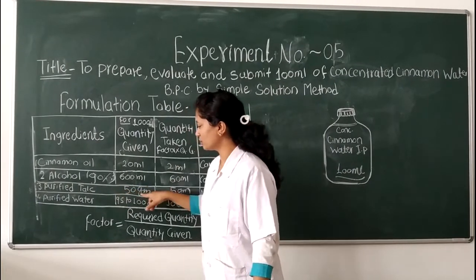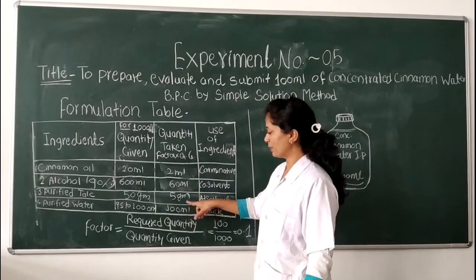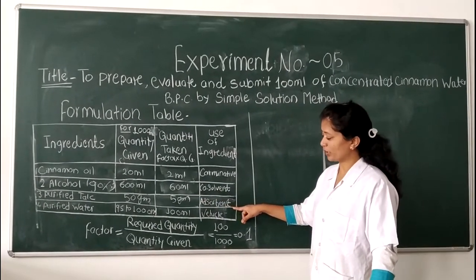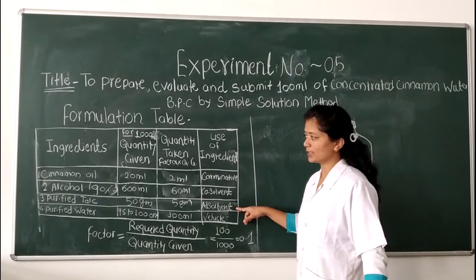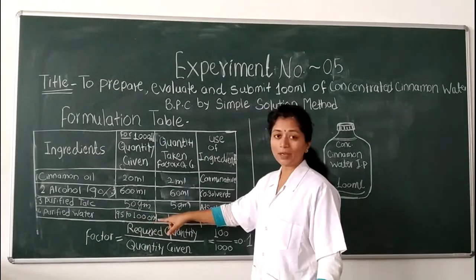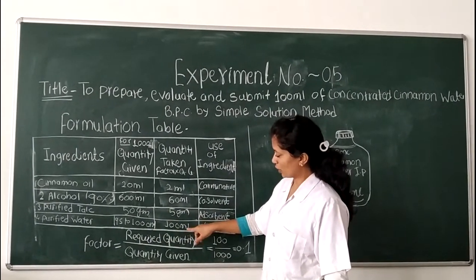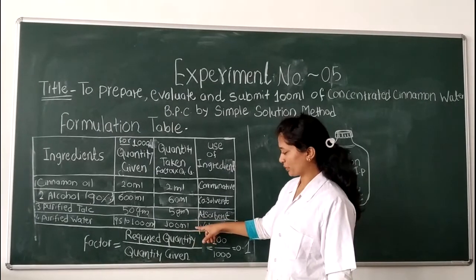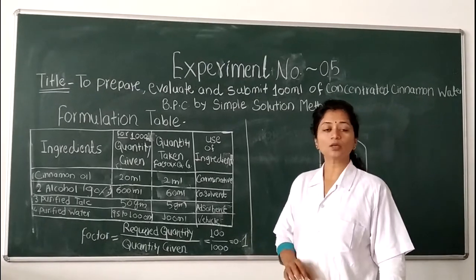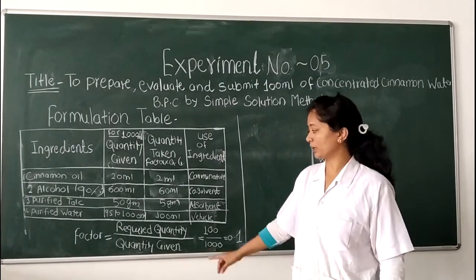Then purified talc, 50 grams for 1000 ml, and for 100 ml its quantity is 5 grams. Purified talc is used as an adsorbent; it adsorbs the excess oiliness. Then purified water, which is required QS to 1000 ml, and for 100 ml it is QS to 100 ml. Its use is as a vehicle. QS means quantity sufficient for making the solution. This is what we should keep in mind.